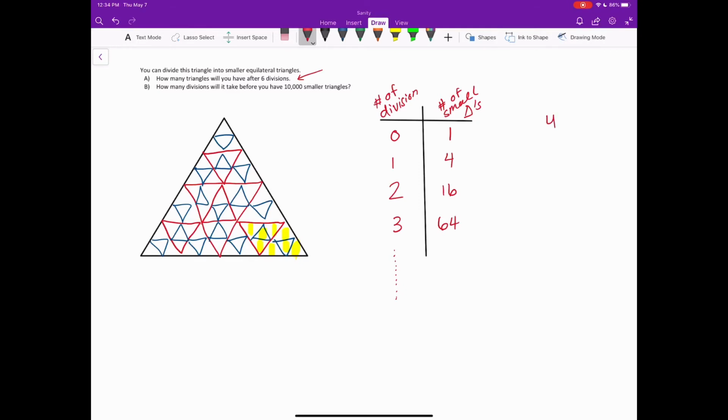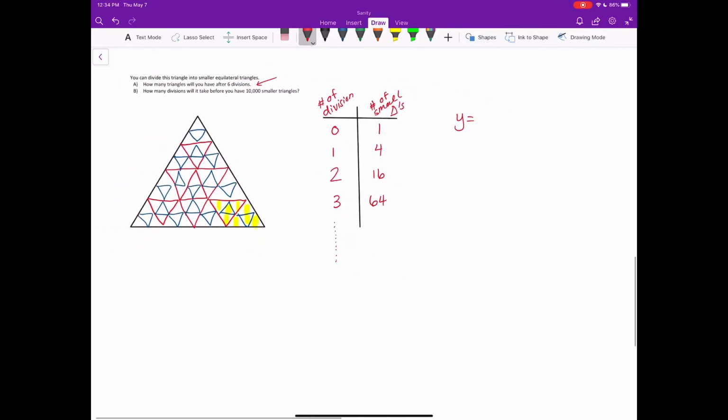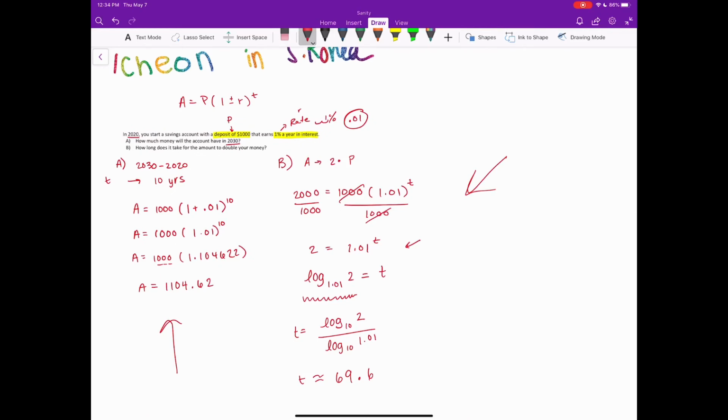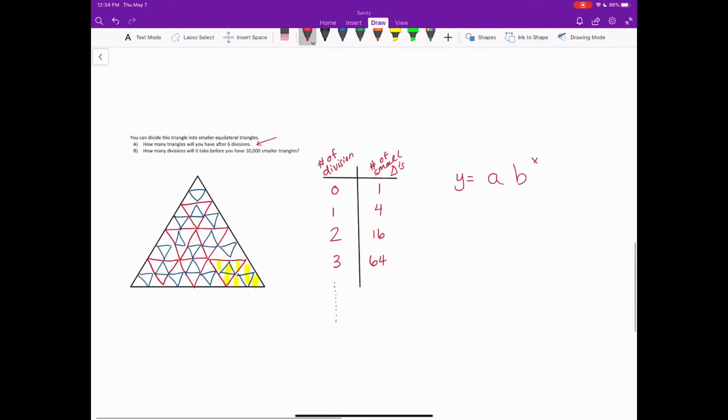So, again, we know all of our exponentials can be written in the form a times b to the power of x. And essentially that's what we did up here, right? We had an A value of 1,000. Our B value was 1.01. So down here again, my A value is my initial, my starting value. I see that I'm starting with just one big triangle. So I know y equals 1 times, well, what's my B value? What am I multiplying by every time? And if you see, that's just multiplying by 4.